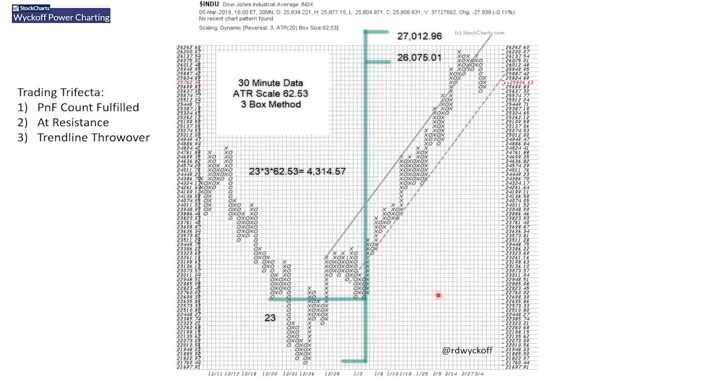And it did a wonderful job of telling us just how far this rally phase in the first quarter could go. Now, we can see here that at the count line, which is at 22,698, we had a count that generated an objective of 26,075, 27,013.